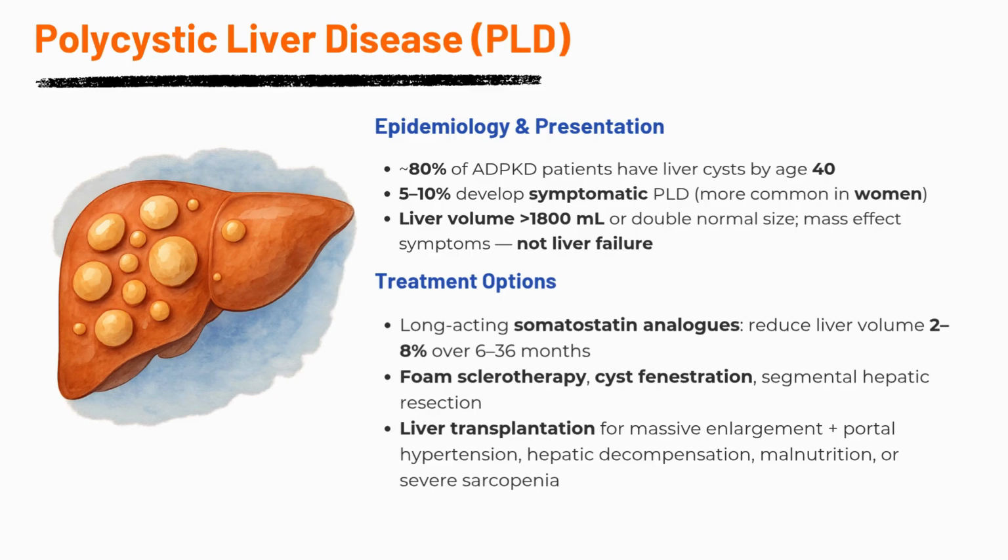This includes cyst aspiration with sclerotherapy or cyst fenestration. In selected cases, segmental hepatic resection may be appropriate. In severe cases with massive hepatomegaly, complications like portal hypertension, malnutrition, or severe symptoms, liver transplantation becomes the definitive option.